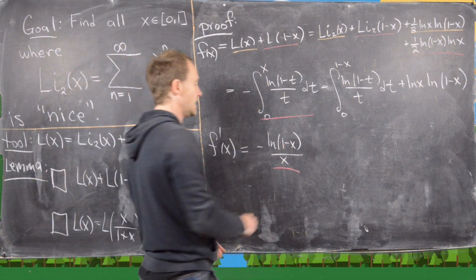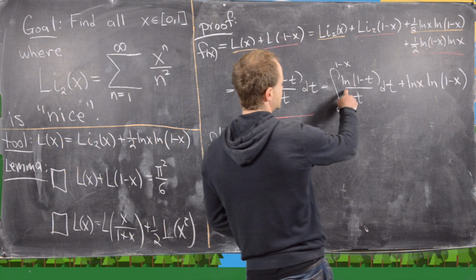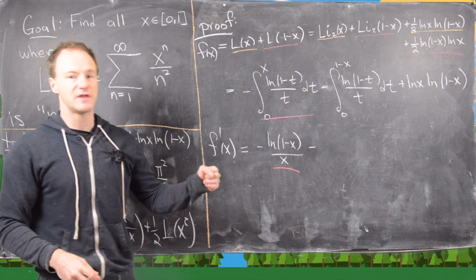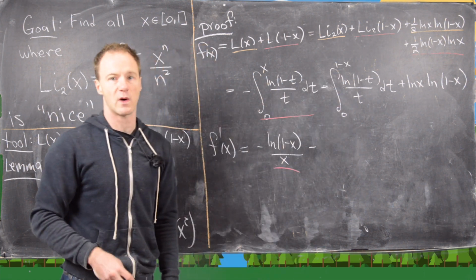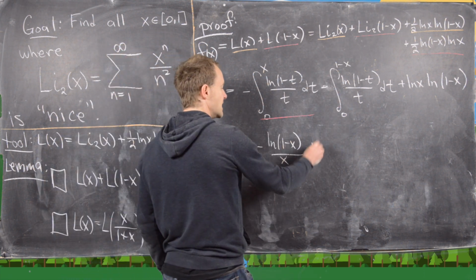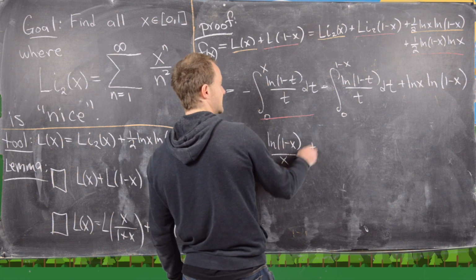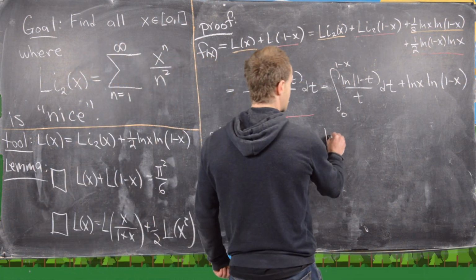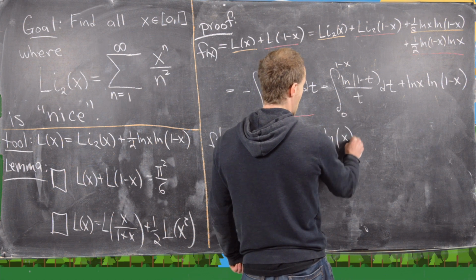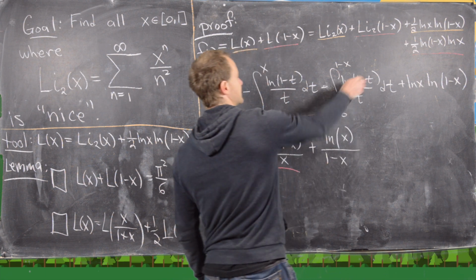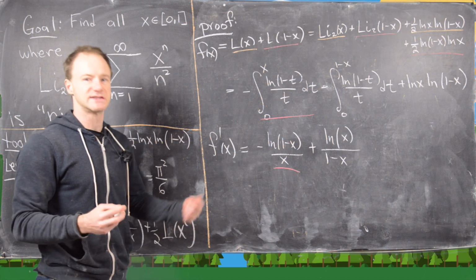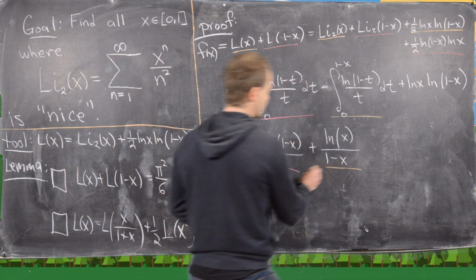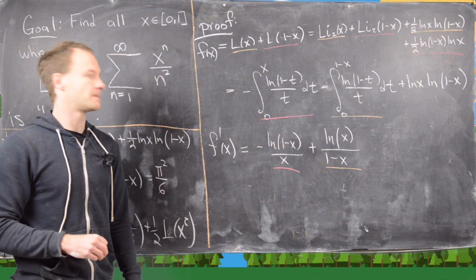Then we're going to have minus, so here we plug 1 minus x in everywhere we see t, but then we have to include the derivative of 1 minus x because of the chain rule. That's going to turn this minus sign to a plus sign because the derivative of 1 minus x is -1, and then we get the natural log of x over 1 minus x, because if we plug 1 minus x into 1 minus t, we're going to get x. And that is going to be the derivative of this second integral.